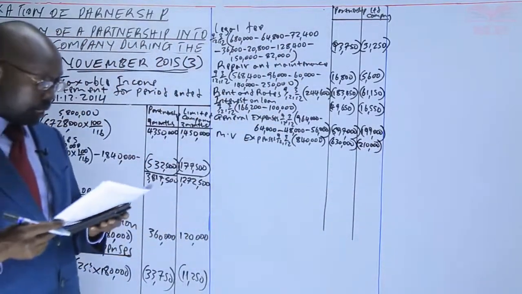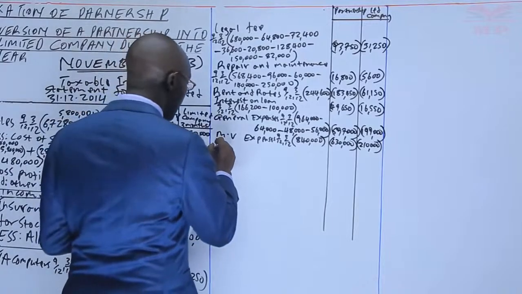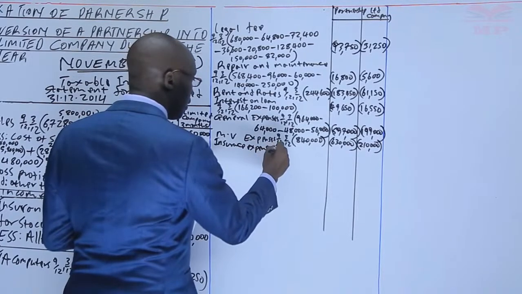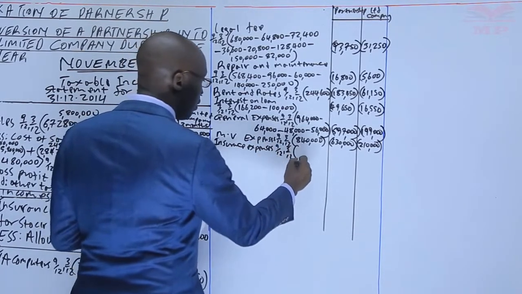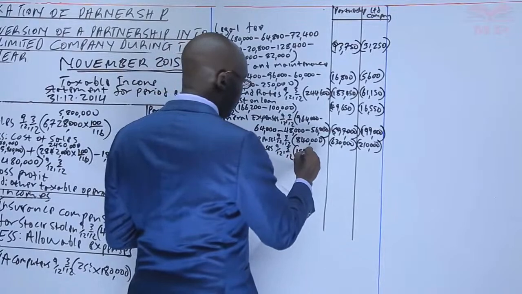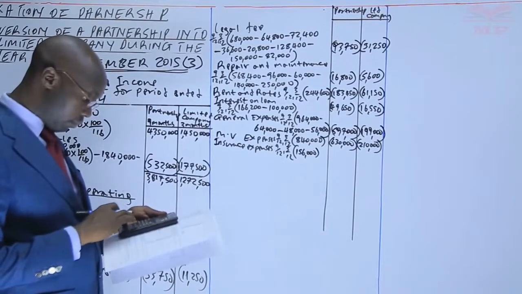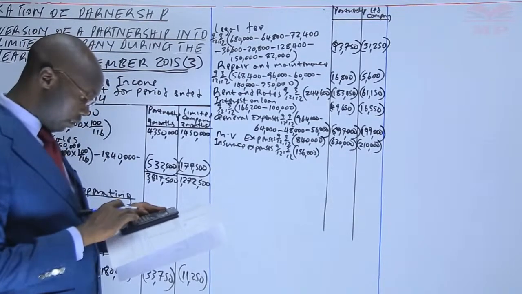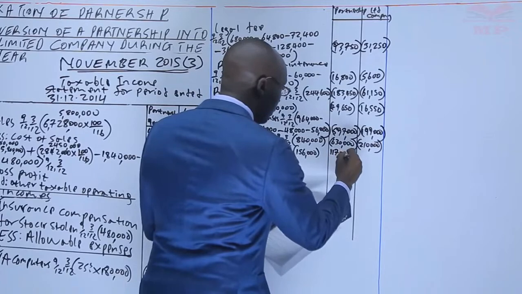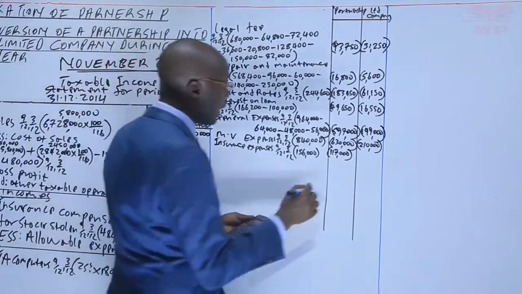After that, we go back. Insurance. Insurance, we said, is also allowable expense. It's a business expense. So insurance expense, which we have again 9 over 12, 3 over 12. There is no additional information on insurance, which we have 156,000. So we take 9 over 12 times 156. That gives us 117,000. And also the 3 over 12 of the same, 39,000.